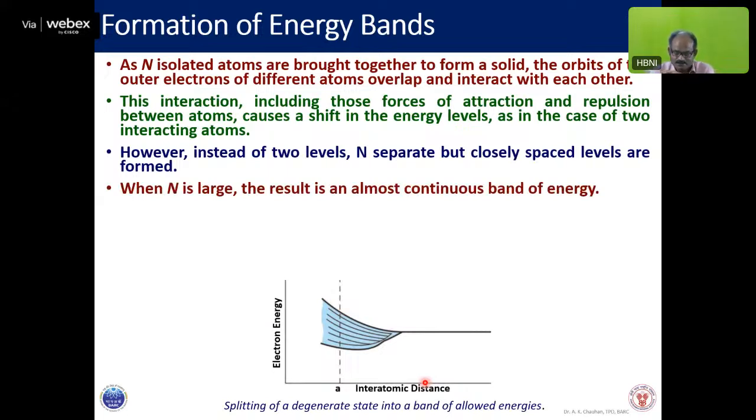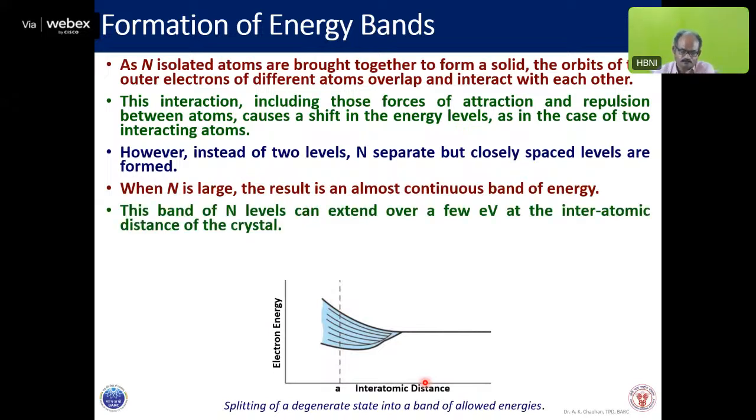When n is large, the result is an almost continuous band of energy. Suppose n was 2, then you had 2. If n is 10, you will have 10. If n is 100, you will have 100. If n is 10 to the power 23, you will have 10 to the power 23. And how large is this number? Very large. So you will have an almost continuous band of energy in that case.